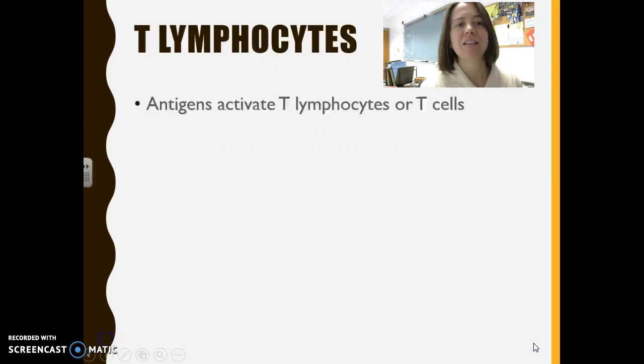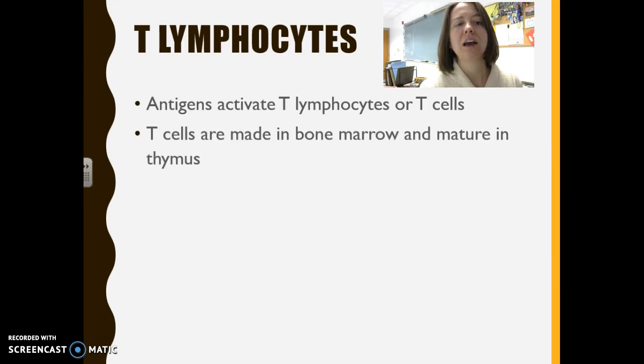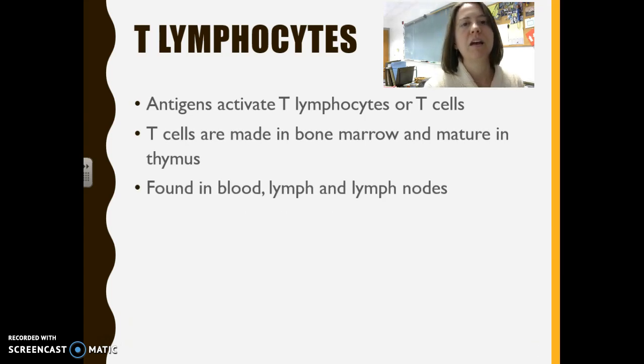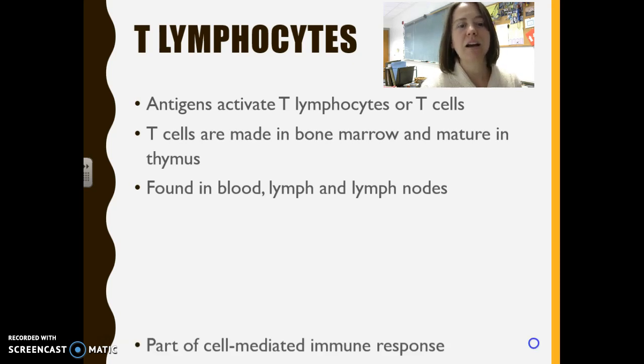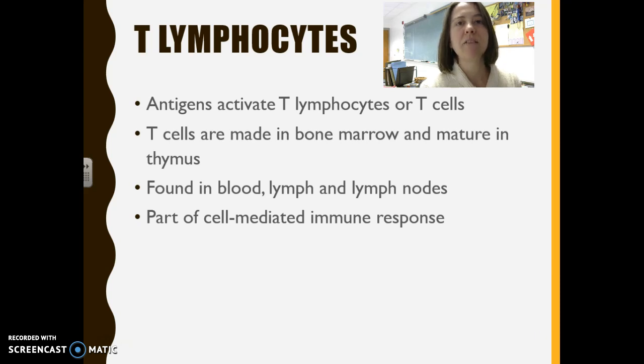Antigens activate T lymphocytes, or T cells, and T cells are made in the bone marrow just like all other blood cells, and they will mature in the thymus. If you remember from your lymphatic system, your thymus is the mass of lymphoid tissue right below the sternum. T lymphocytes are found in the blood, the lymph, and in lymph nodes. They circulate around your body, and they are part of the cell-mediated immune response. We're going to talk a little bit about what that means.